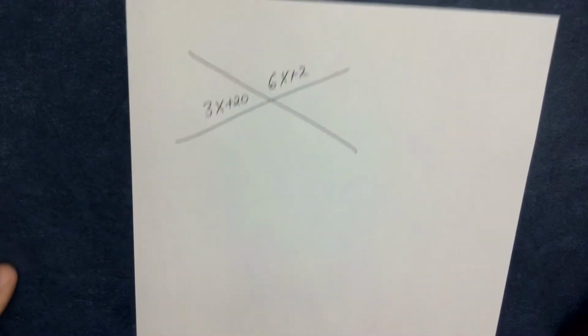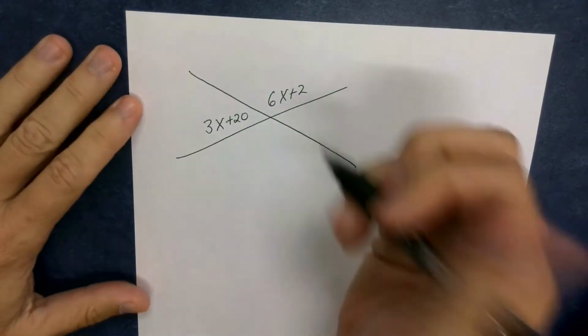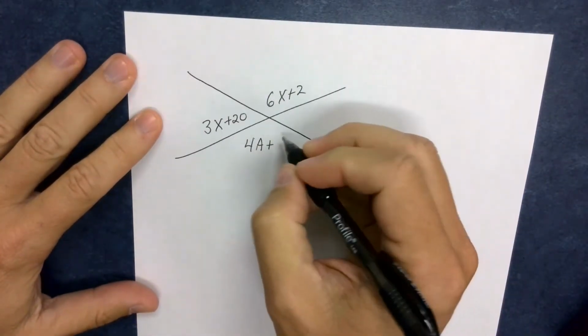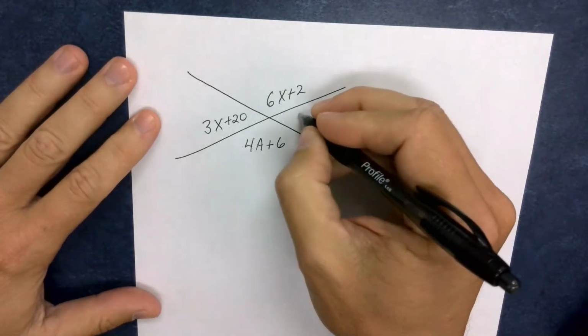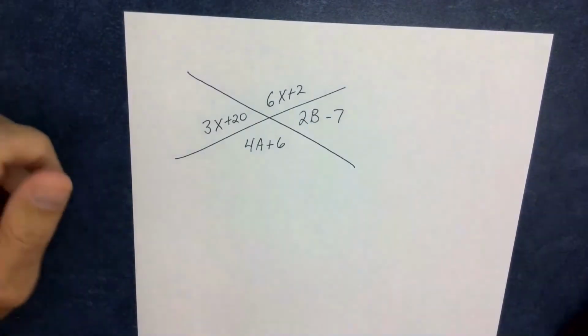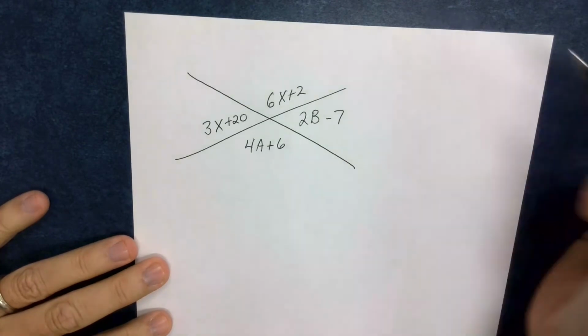And I'm just making this stuff up. So I got a 6x plus 2 and a 3x plus 20. And then let's do this one. Let's go 4a plus 6. And we're going to go to 2b minus 7. So those are all the measurements of my angles that are in this expression.